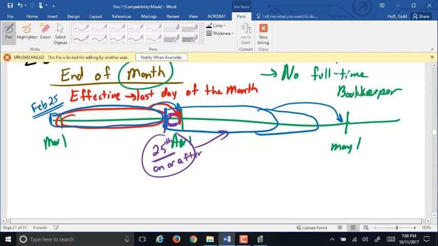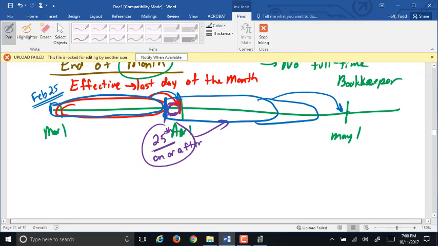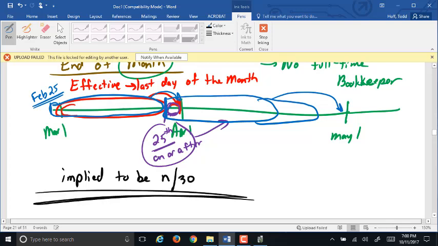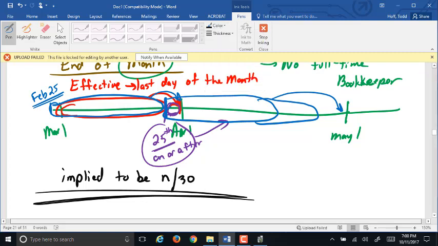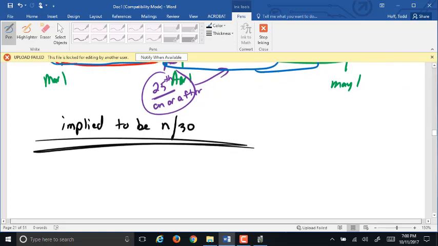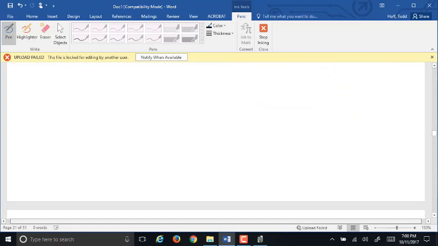So let's look at an example. Oh, by the way, EOM is implied to be net 30. When we get to an example, I'll explain some of the intricacies with that. Because again, it's like everything else, there are some issues with it. It can be different from one company to the next. We'll discuss those possible differences and how we're going to handle them in a little bit.